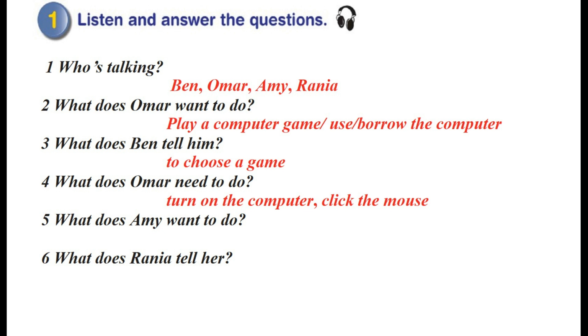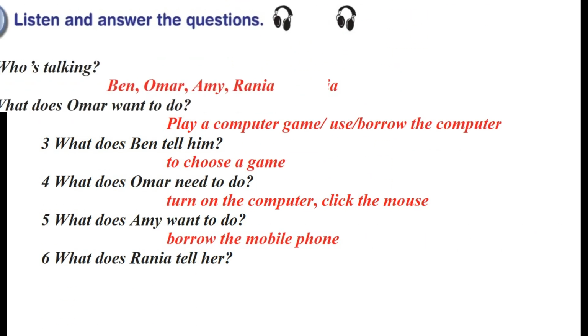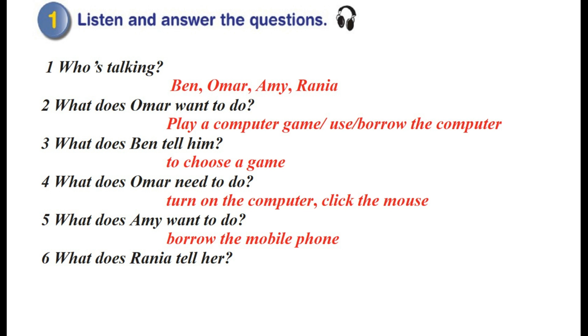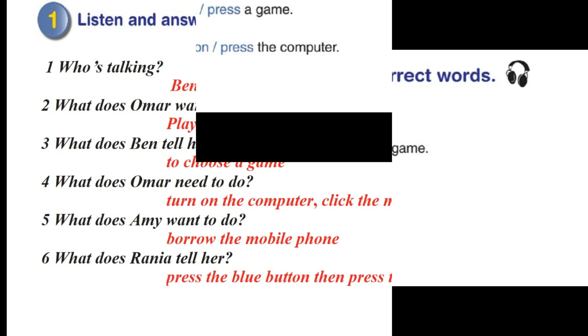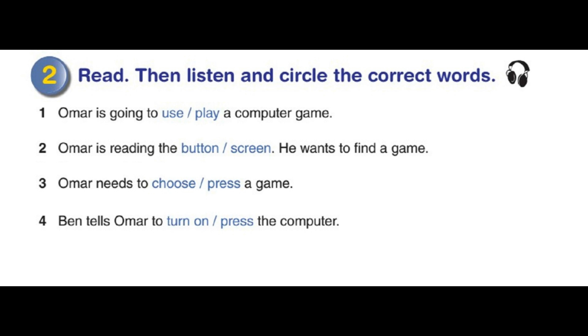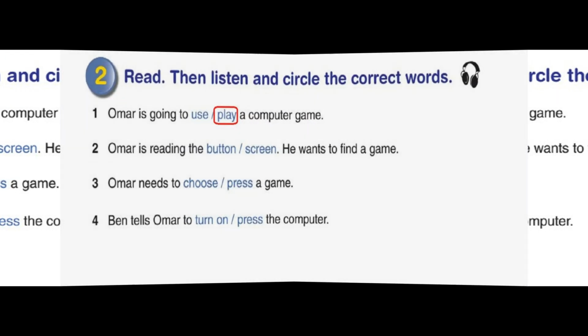5. What does Amy want to do? Borrow the mobile phone. 6. What does Rania tell her? Press the blue button, then press the number buttons. Track 46. 1. Omar is going to play a computer game.